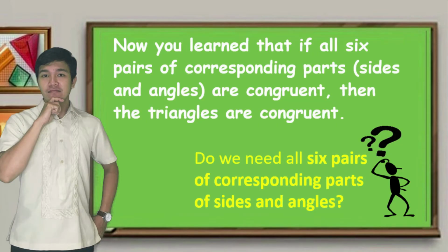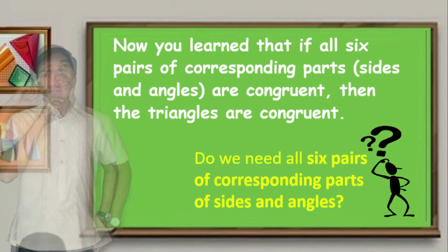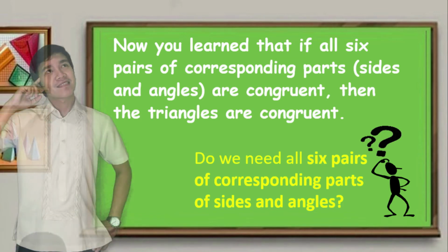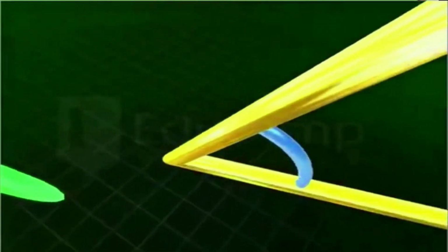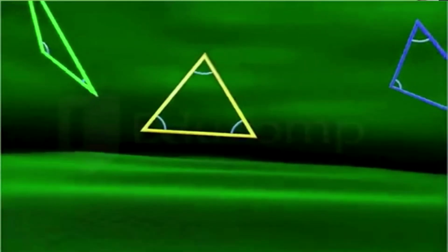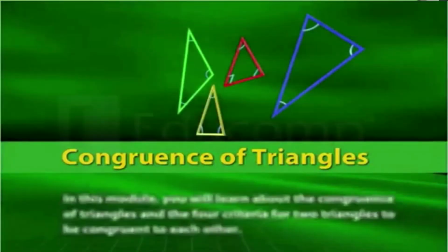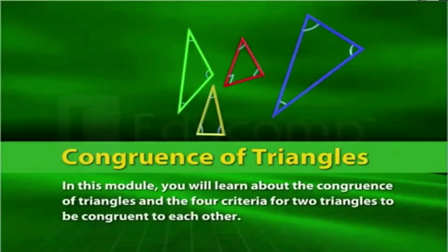Now you learned that if all 6 pairs of corresponding parts, sides, and angles are congruent, then the triangles are congruent. The question is, do we need all 6 pairs of corresponding parts of sides and angles? For the congruence of triangles, we have 4 criteria for the 2 triangles to be congruent to each other.